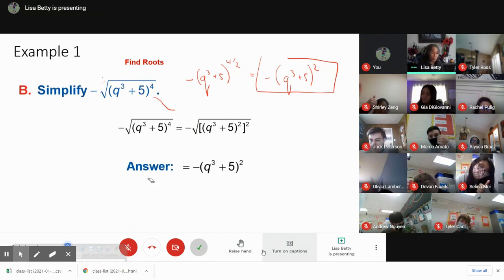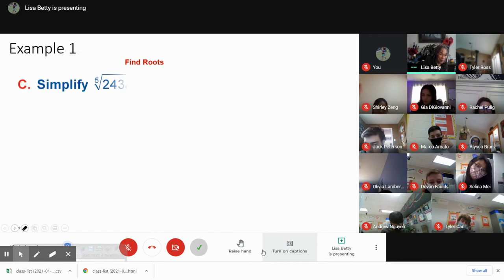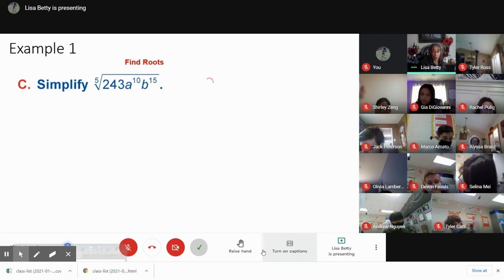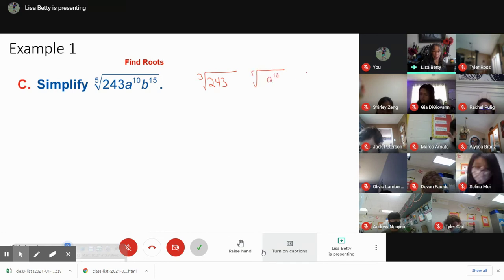Okay. Too easy? Do this one. Just be aware you got a fifth root here, all right? So the fifth root of 243, I think I told you that already, times the fifth root of a to the 10th times the fifth root of b to the 15th, and that's 3. And I'll talk about that in a minute. A squared because it's 10 over 5, and b cubed because it's 15 over 5.